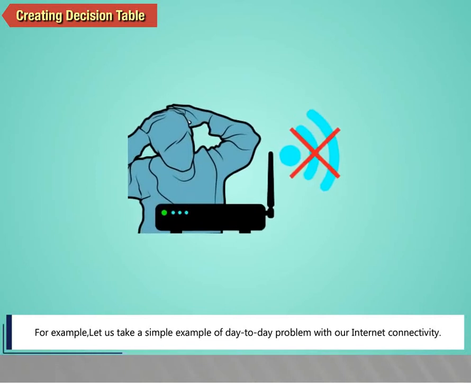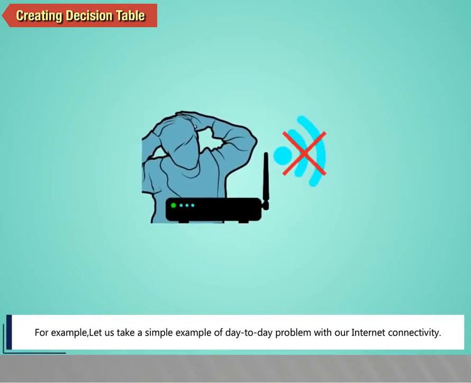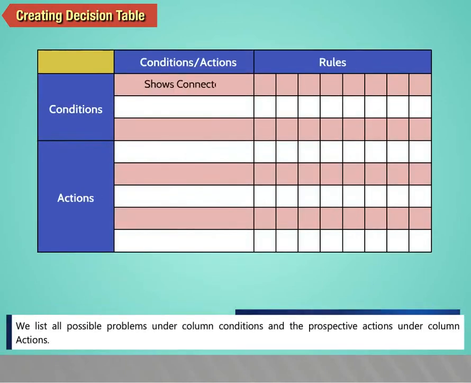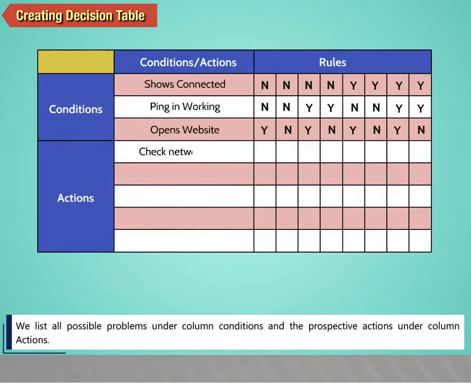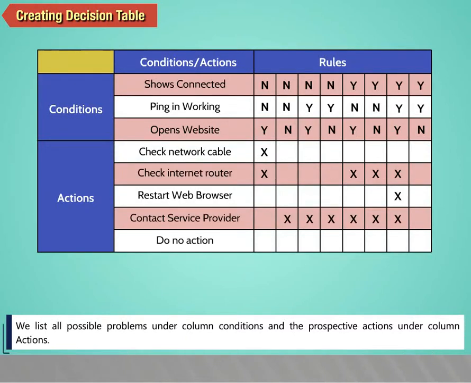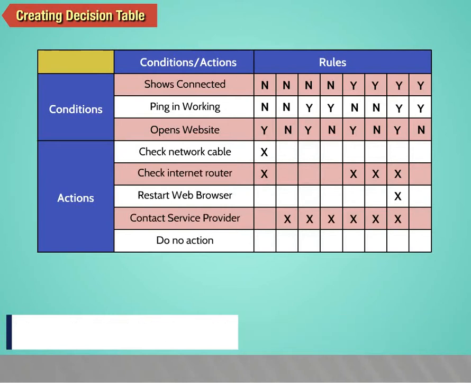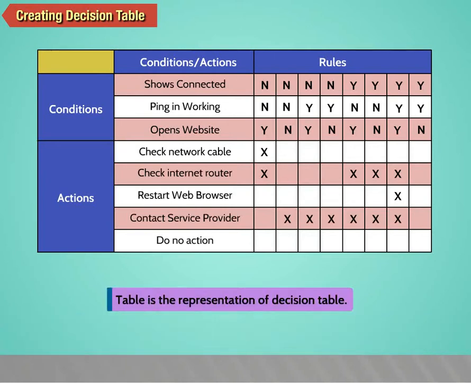For example, let us take a simple example of a day-to-day problem with our internet connectivity. We list all possible problems under the column conditions and the prospective actions under the column actions. The table is the representation of the decision table.